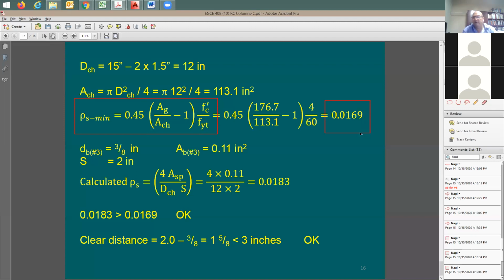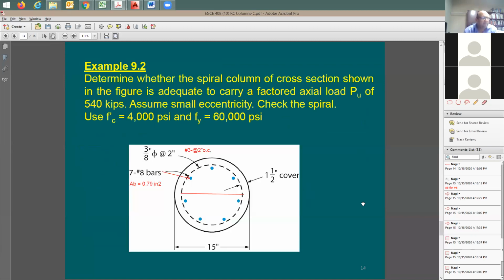So, okay. Now let me see how much we have provided. How would I know how much we have provided? I'm going to go back here to my slide. We provided number 3 at 2 inch. So S is provided to me here. It is given, right? I'm not going to come up with it. I know it ranges from 1 inch to 3 inch, right? So it says here 2 inches.